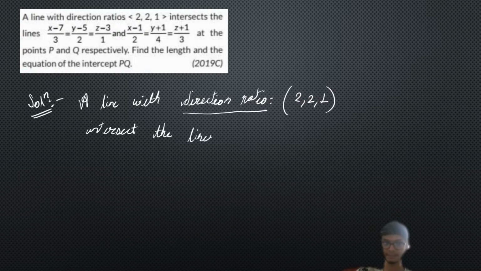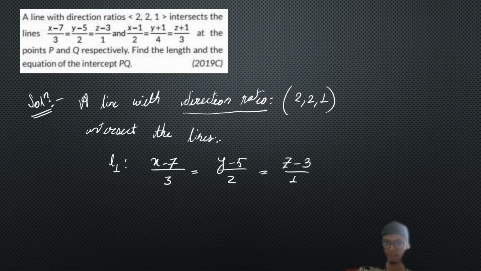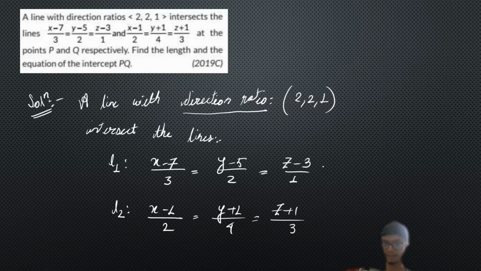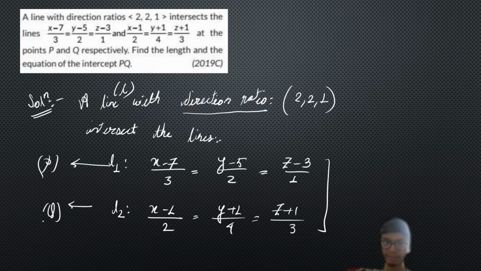L1, which is given as (x minus 7) upon 3 is equal to (y minus 5) upon 2 is equal to (z minus 3) upon 1. And similarly, the second line is given as (x minus 1) upon 2 is equal to (y plus 1) upon 4 is equal to (z plus 1) upon 3, right? These are the equations of the given lines. Now let us call this unknown line L. So L intersects L1 as well as L2. It intersects L1 at point P and L2 at point Q.